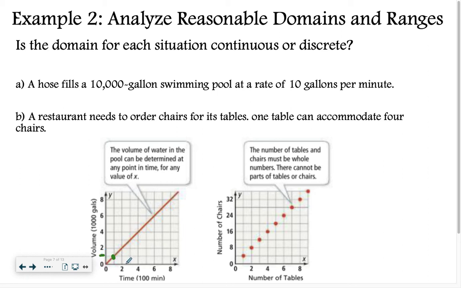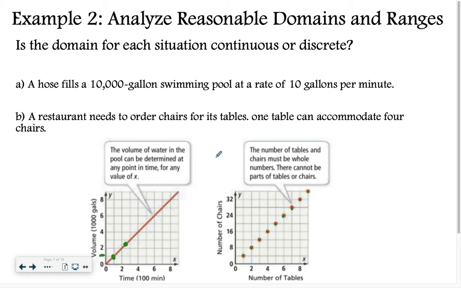Maybe I've been filling it for 250 minutes. So you see, I can do in-between things. I can do halves or quarters or thirds. But if we look at letter B, I can't have 2.5 tables, right? I can have 2 tables or I can have 3 tables. That means there's nothing included between those dots. It's just those dots as options. And that's because I can't have partial anything for tables, okay?